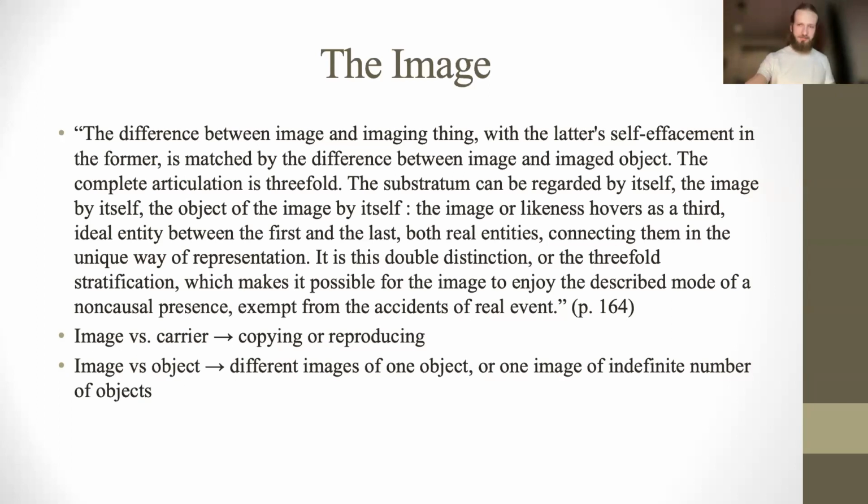So the basic schema here is tripartite. We have the image, we have the carrier, and we have the object. And this is crucial for the image being able to function as an image. So the difference between the image and its substratum, its carrier, is what enables there to be something such as a reproduction of an image.